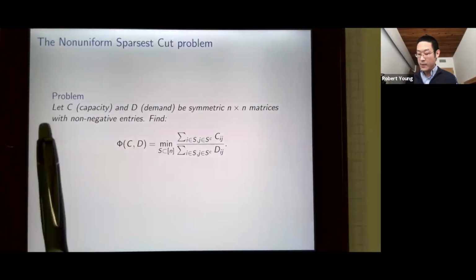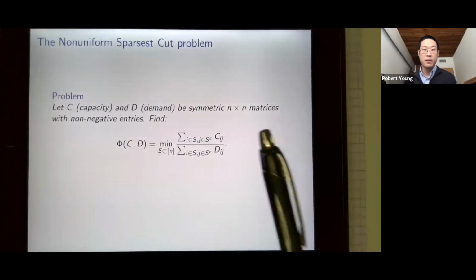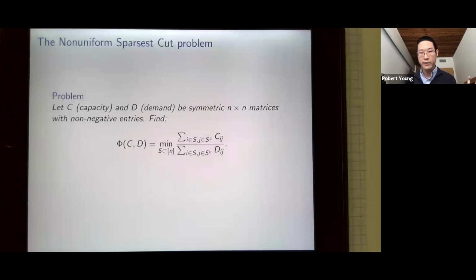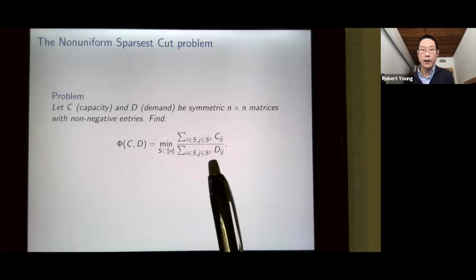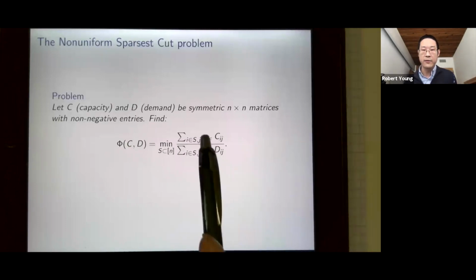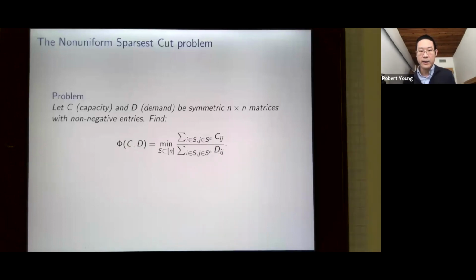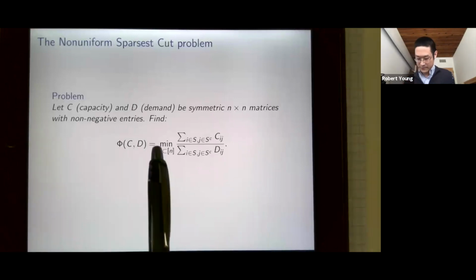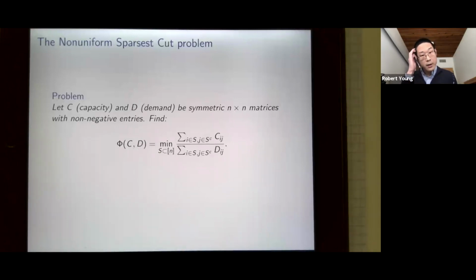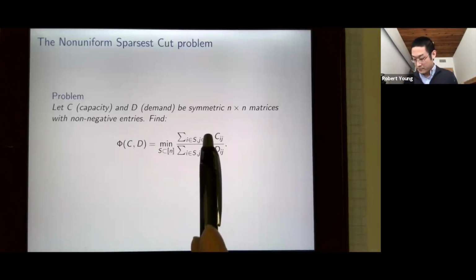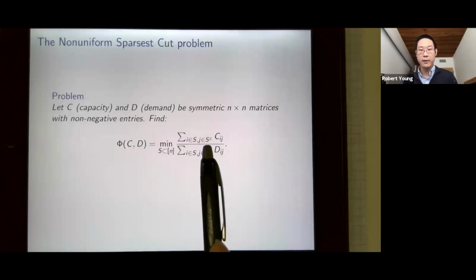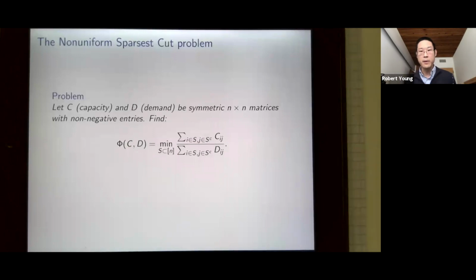And given 2 such matrices, let's make them symmetric n by n matrices with non-negative entries. We define the sparsity of a cut as the sum over i in S, j in S complement of Cij over the sum over i in S, j not in S of Dij. And again, we try to minimize over all the possible cuts. And if Cij is the adjacency matrix of some graph and Dij is the all ones matrix, this is exactly the same as what we did before. But in general, this is a more general problem.